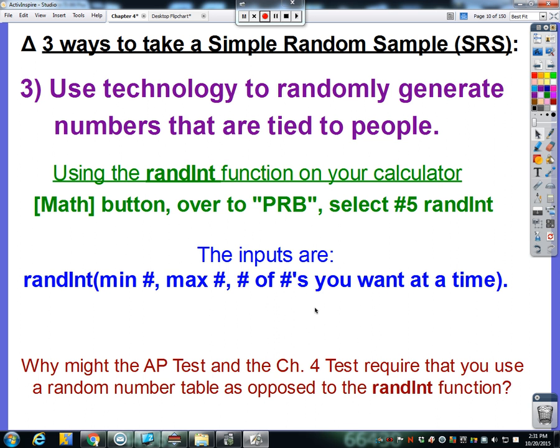So just to make sure everybody's on the same page, the AP test will pretty much make you use a random number table, or they'll give you a line in a random number table so that everybody gets the same answer, just so we know you really understand the material.